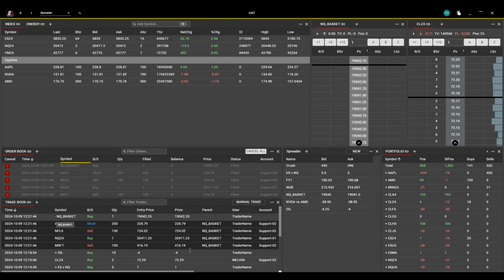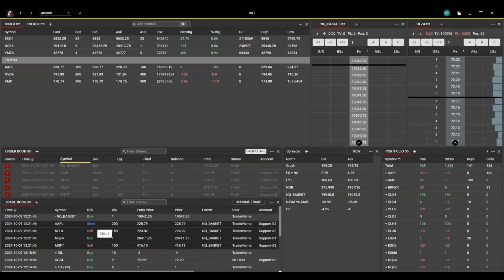So we see that I did buy one NQ basket. That means I bought one NASDAQ future, and I sold 100 shares of Microsoft, 150 shares of Netflix, 200 shares of Apple. You'll notice here that the Apple was a short sell. Now this is our internal environment, so I'm not actually selling any of these. This is our internal matching engine.